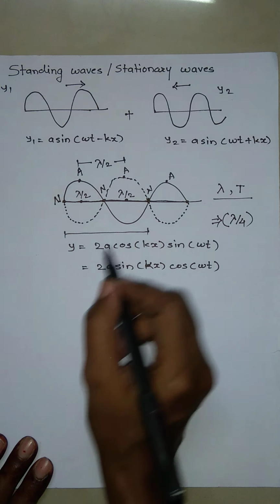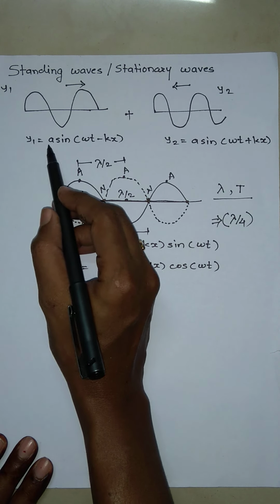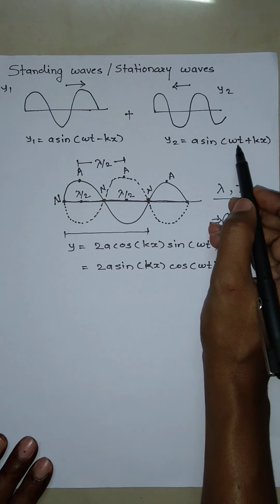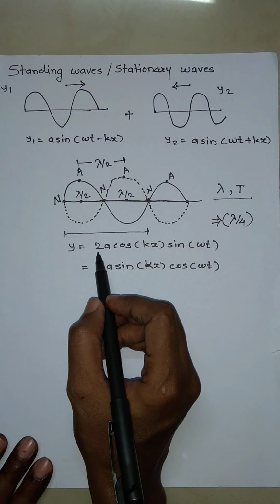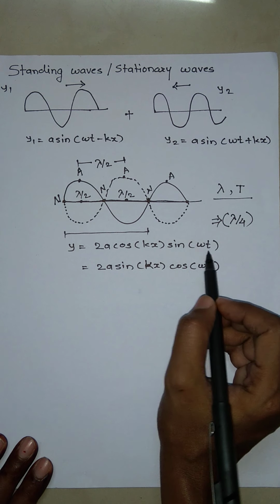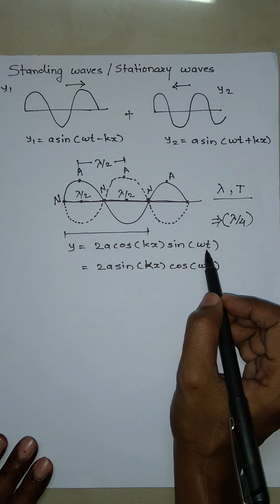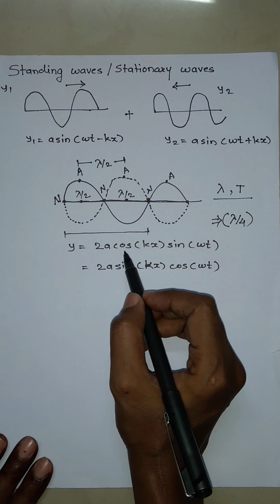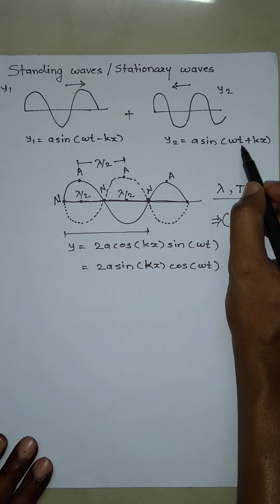We have seen that when a progressive wave is expressed like A sin(omega t minus kx) or A sin(omega t plus kx), a standing wave is represented like this: 2A cos kx sin omega t. Here we can see the displacement term, the x term, and the time t term are not in the same bracket, but are now separated in these two forms, unlike the progressive wave.